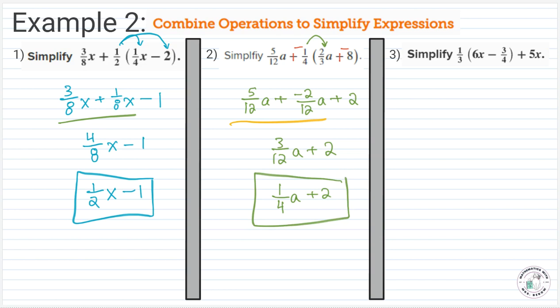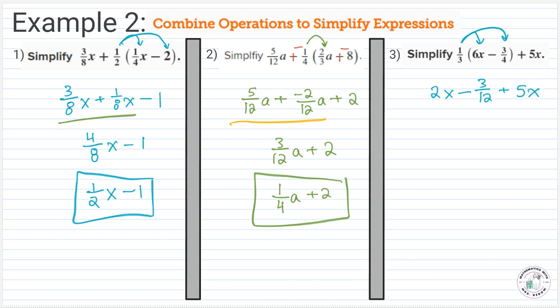All right, and then this last one, again, we have our expression 1/3, and then in parentheses 6x minus 3/4, and then the plus 5x on the end. First step is to distribute. Get rid of those parentheses. So 1/3 times 6x, again, the trick is that you're just dividing. So 1/3 times 6, that's the same thing as 6 divided by 3. So that's going to be 2x minus the 1/3 times the 3/4 now will be 3/12. And then we have this plus 5x.